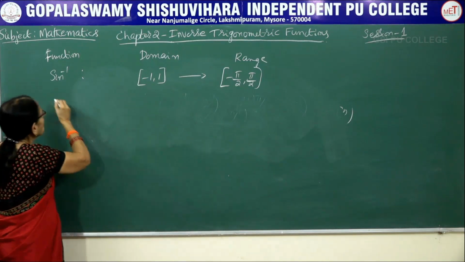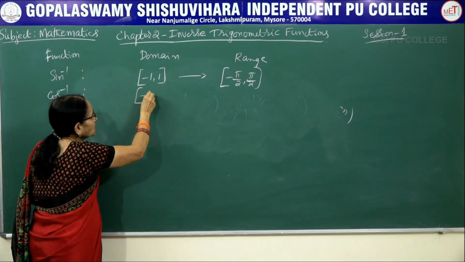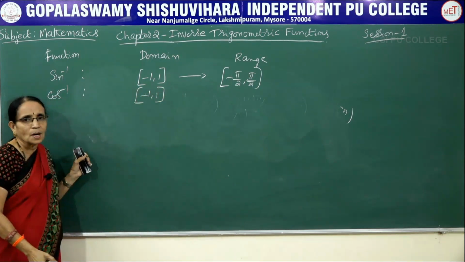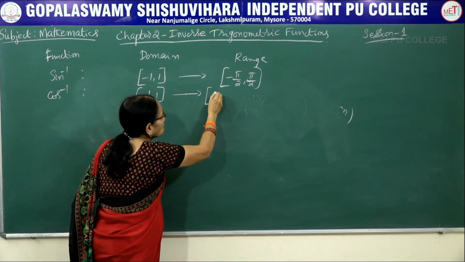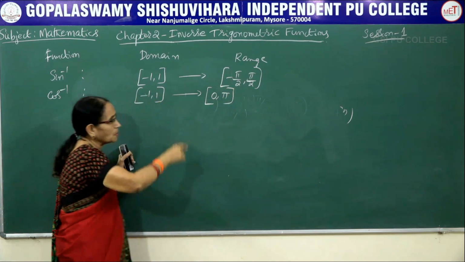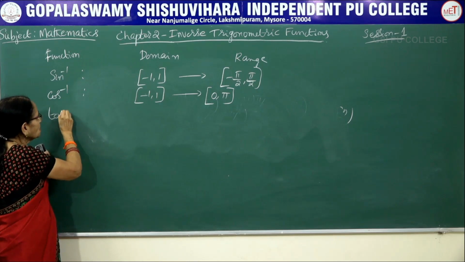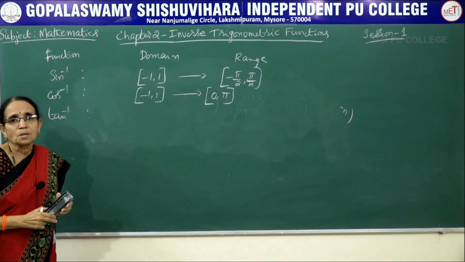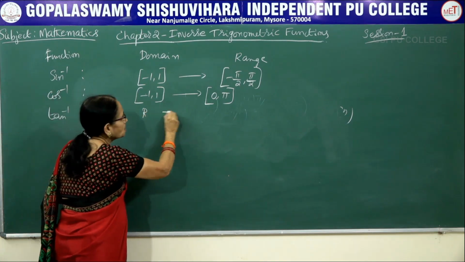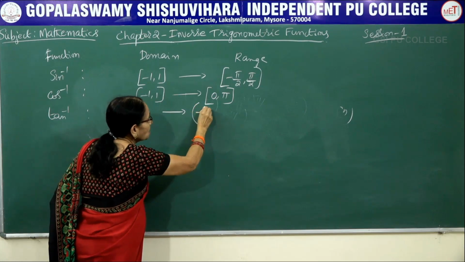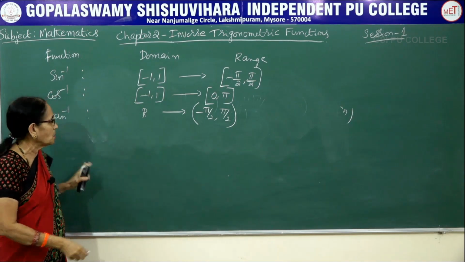Next, second one is cos inverse. Here also the domain is the same, that is the closed interval minus 1 comma 1. And what is the range in this case? It is the closed interval 0 to pi, because all of them are principal value branches. And then tan inverse. What is the domain here and what is the range here? Domain, as you know, is the set of real numbers, and the range is the open interval minus pi by 2 and plus pi by 2.